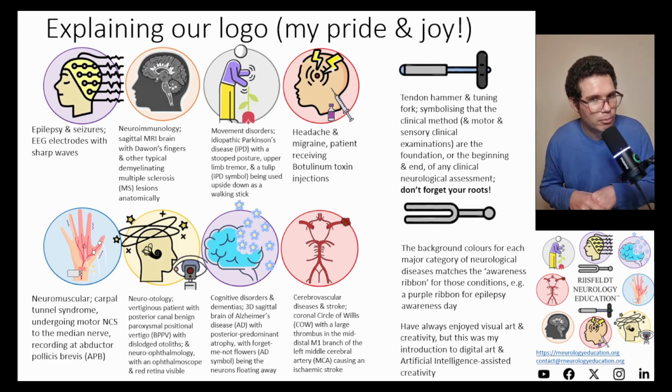Parkinson's disease is gray or silver. Migraine and headache and stroke are both red. Neuromuscular is blue. Neurootology is yellow. And again, cognitive disorders and dementias are purple. So that's why I've chosen the colors that I have.